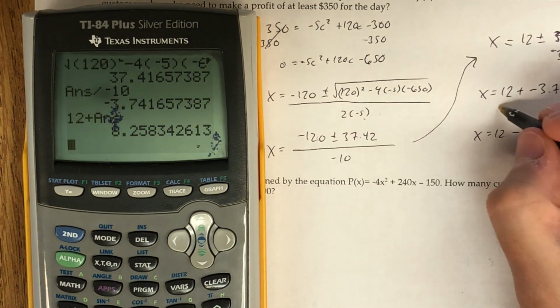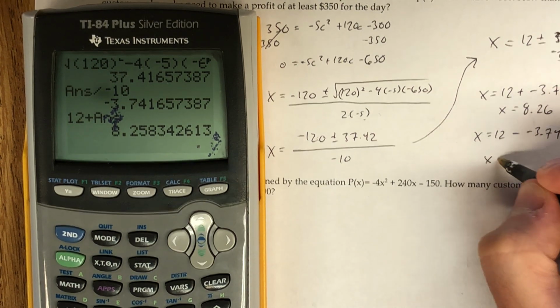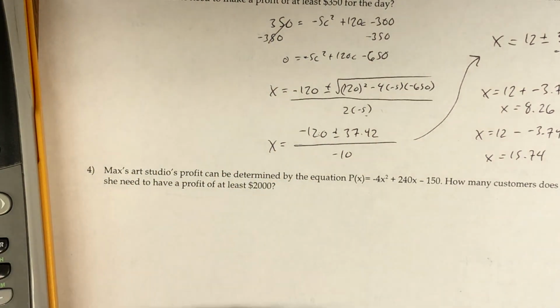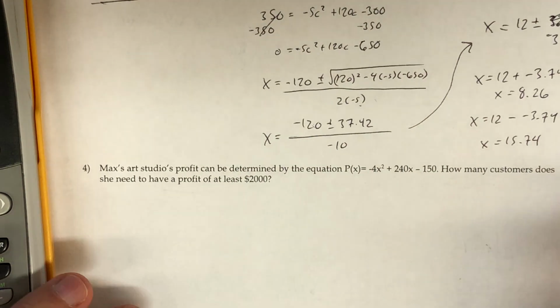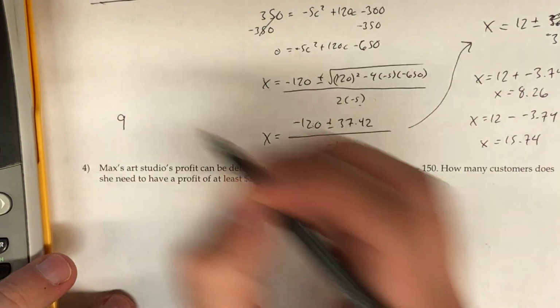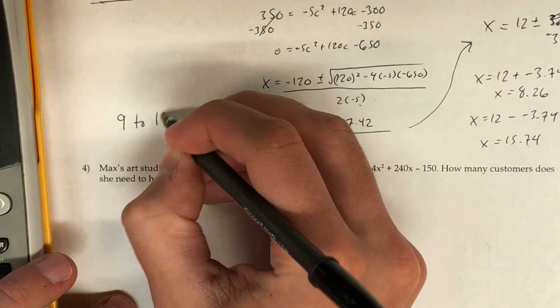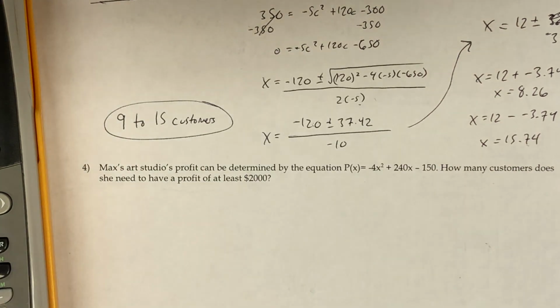So we get 8.26 and 15.74. When we're writing our range, we want to figure out the number of customers. Bottom one, we round up, so from 8.26 to 9. Top one, we round down, so from 15.74 to 15. And we are talking about customers.